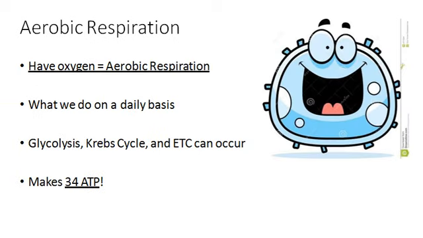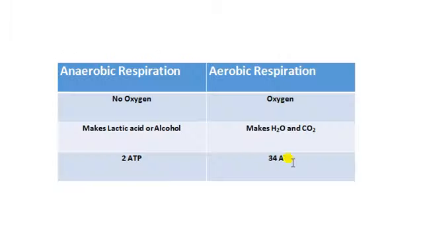Aerobic respiration has oxygen, and it is what you do on a daily basis. It makes 34 ATPs. So these are the overall anaerobic respiration and aerobic respiration. Here no oxygen, here oxygen. Here it makes lactic acid and alcohol. Here only 2 ATPs are produced, and here 34 ATPs are produced. Overall actual 36, net 34 ATPs.